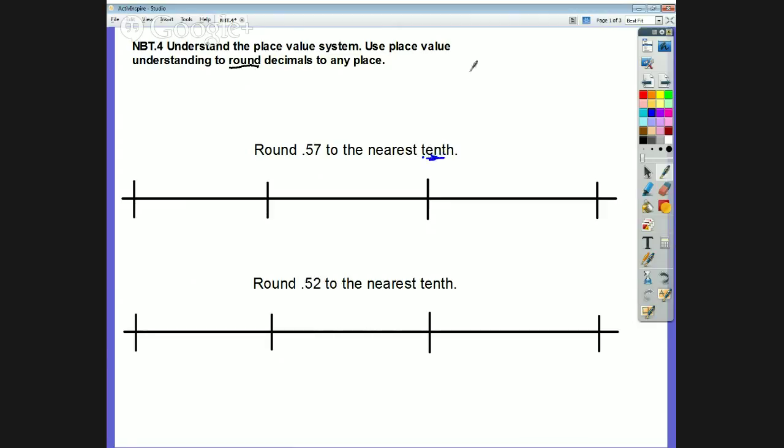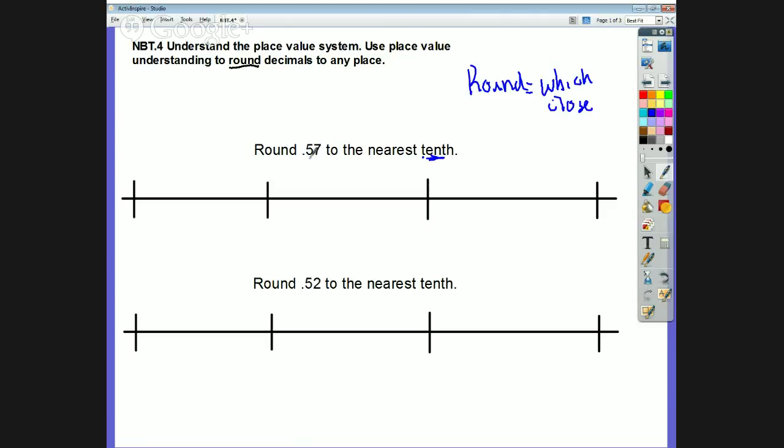So when you hear the word round, if you were to graph this, it really means which is closer. Which tenth are we closer to? Let's go ahead and graph this example, and then we'll identify what tenth we are closer to. Round 57 hundredths to the nearest tenth.